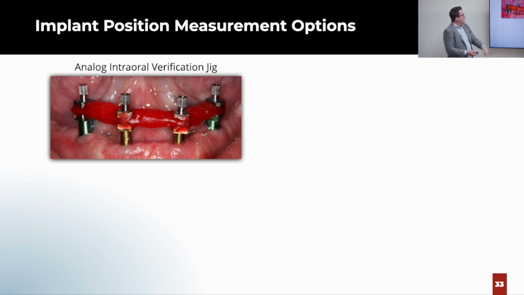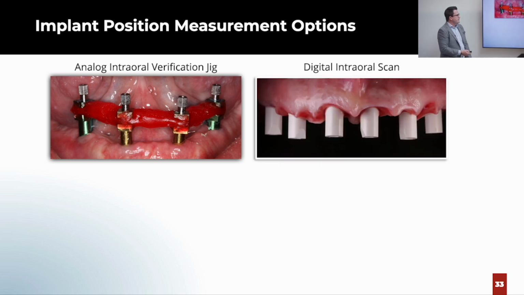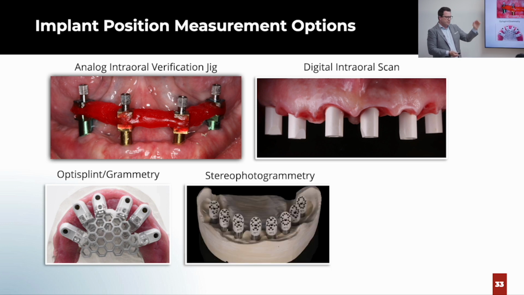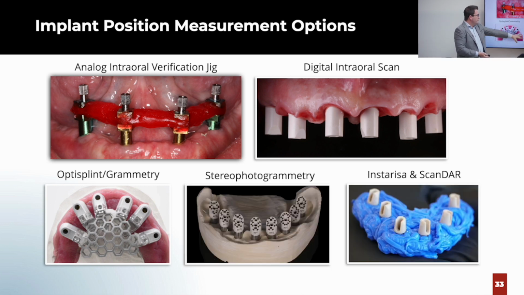You've got your typical verification jig. We can put scan bodies into the implant positions and scan with an intraoral camera. We've obviously got photogrammetry, right? OptiSplint. Has anyone heard of OptiSplint and those types, Nexus, those types of products? You've got stereo photogrammetry, which is your PIC and your Micron Mapper.